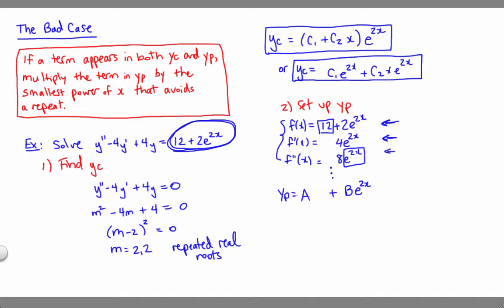Okay, so that's how we handled yp in our previous example. But now we are starting to realize that this is incomplete. So what we actually need to do here is put a question mark and ask ourselves, is this correct? So let's revisit our discussion up here about the bad case. If a term appears in both yc and yp, this is the bad case, and what we need to do is multiply the term in yp, the problematic term in yp, by the smallest power of x that avoids a repeat.